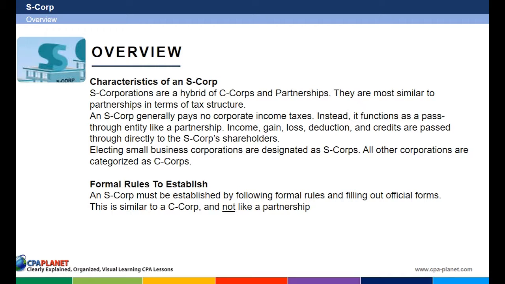Okay, now, to establish an S-corp, again, we study this in business structures, formal rules to establish it. So you must fill out official forms. This is similar to a C-corp and not like a partnership. So their income structure is like a partnership, but the formation rules are like a C-corp. It's complicated to form it. You need to follow the forms.